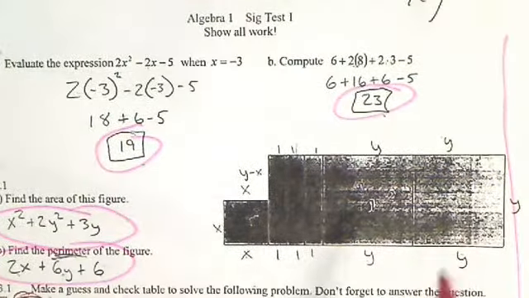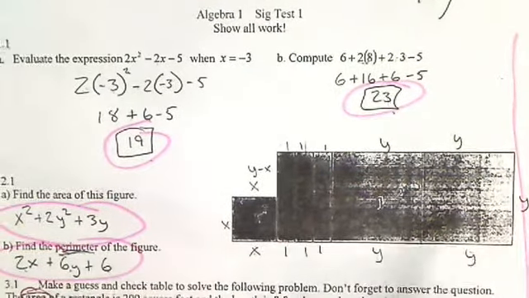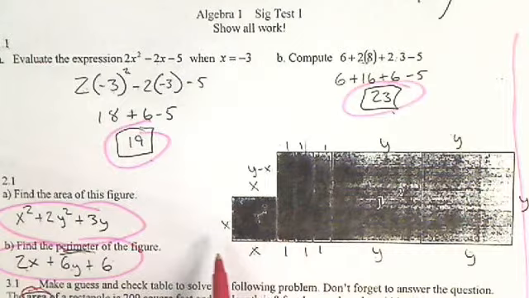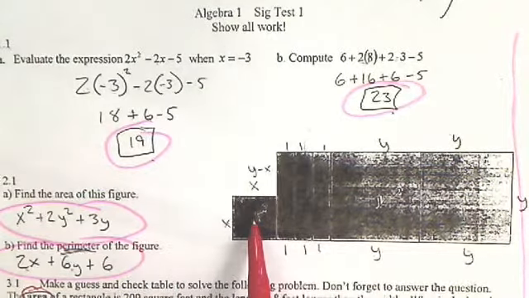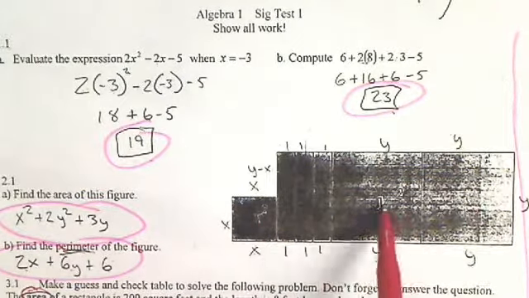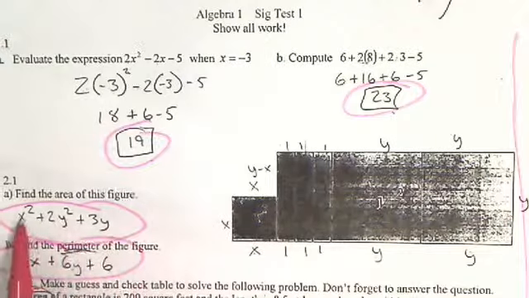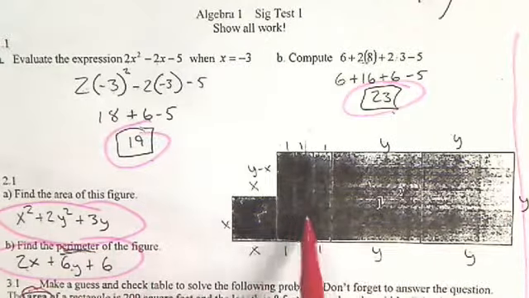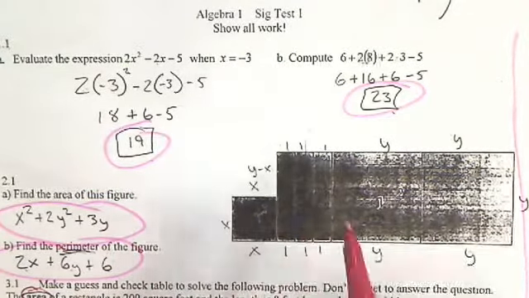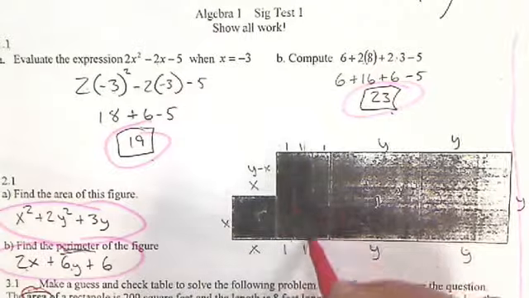On this one, number 2, I have the area, well that's just an x squared. That's a y squared and a y squared, so I have 1 x squared, 2 y squareds, and 1, 2, 3 y's. It's a little hard to see those lines right there.